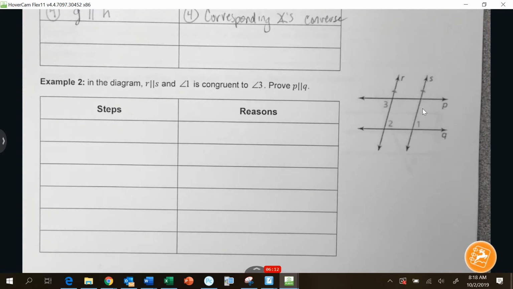All right, in this diagram, R is parallel to S, and angle 1 is congruent to angle 3. We have to prove that P is congruent to Q. So I want you to start. What can you come up with? Write it down. Make sure we have numbers in front of all our steps and reasons. I will take off if you don't do it the proper way.